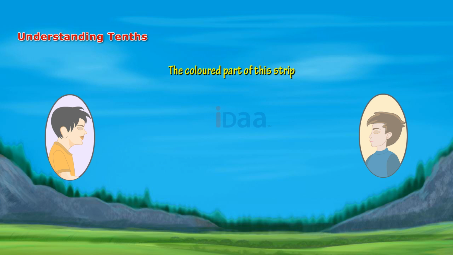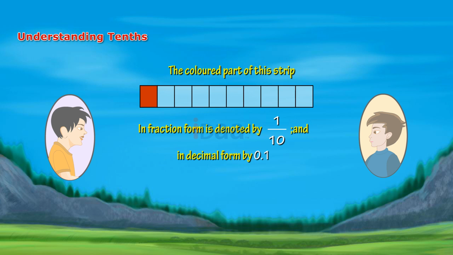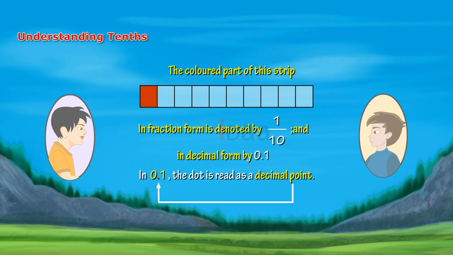Thus, a part of the whole can be represented in two forms, namely fraction form and decimal form. In 0.1, the dot is read as a decimal point.